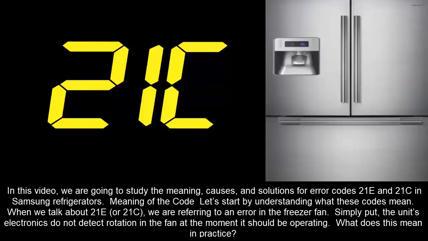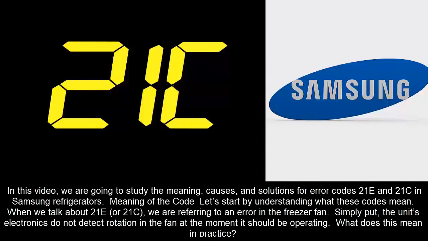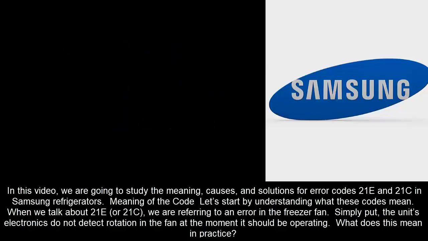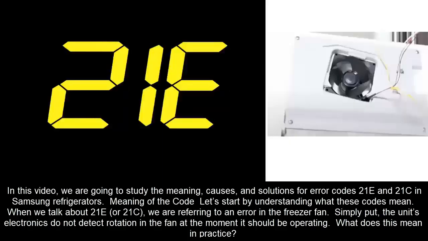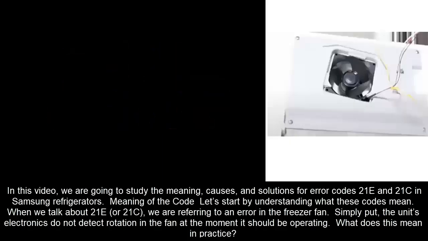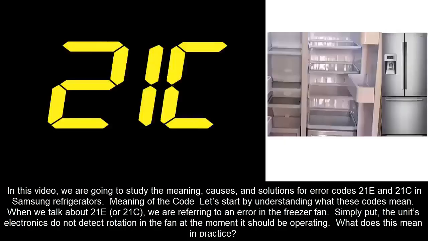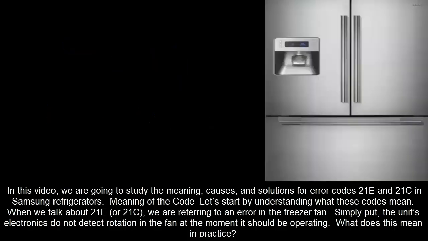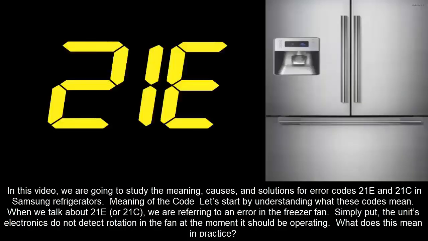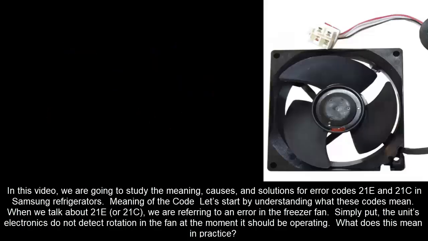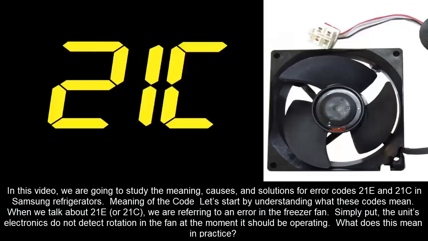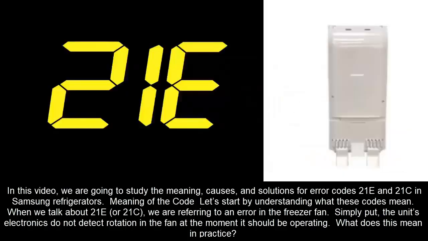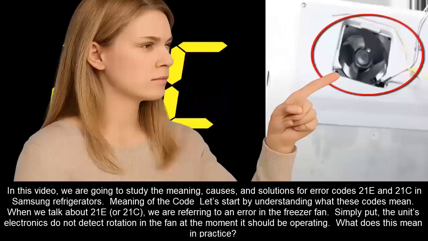In this video, we are going to study the meaning, causes, and solutions for error codes 21E and 21C in Samsung refrigerators. Meaning of the code. Let's start by understanding what these codes mean. When we talk about 21E or 21C, we're referring to an error in the freezer fan. Simply put, the unit's electronics do not detect rotation in the fan at the moment it should be operating.